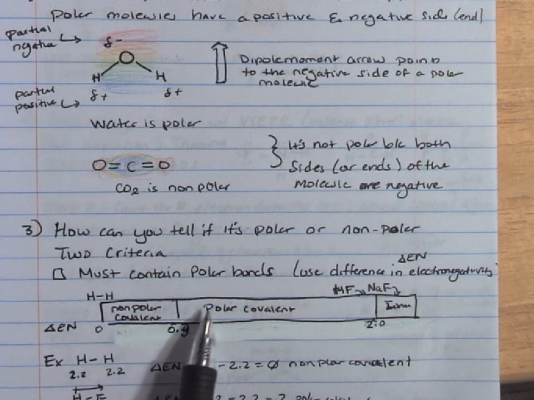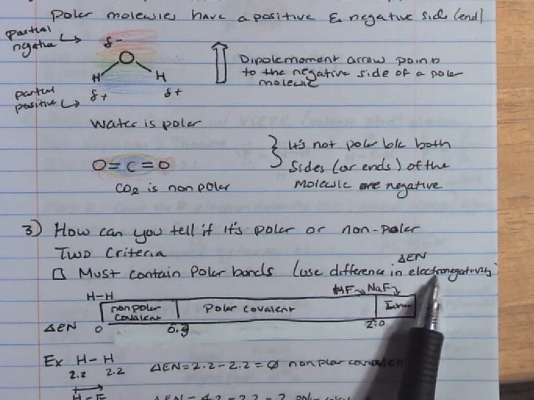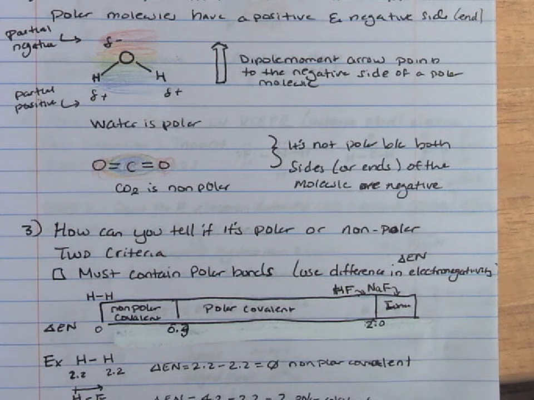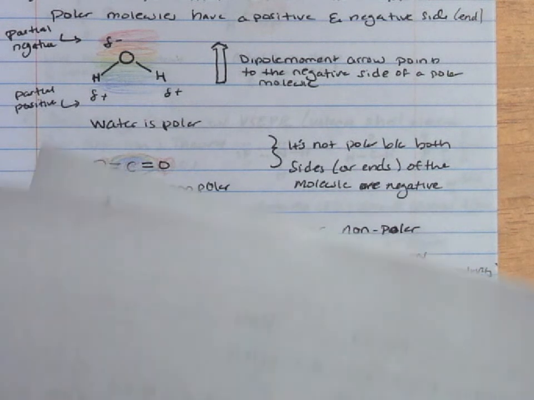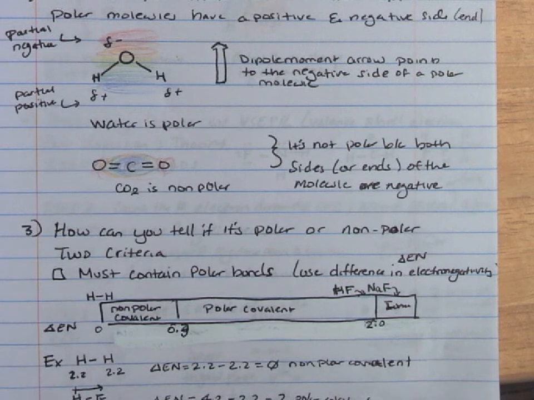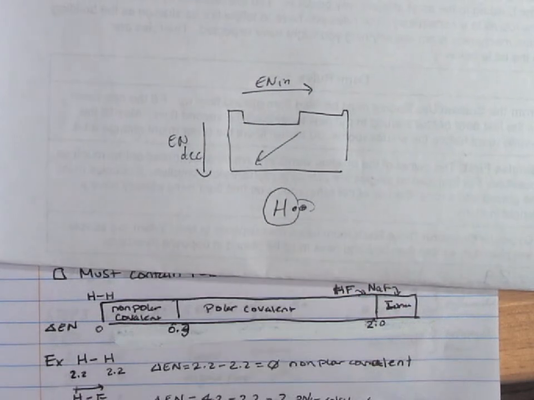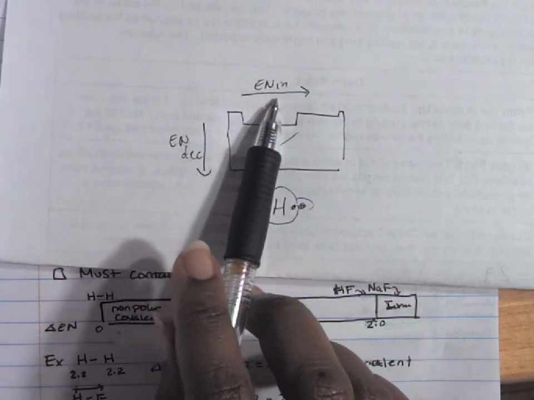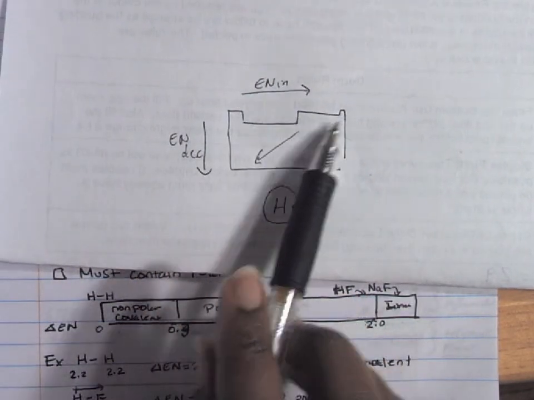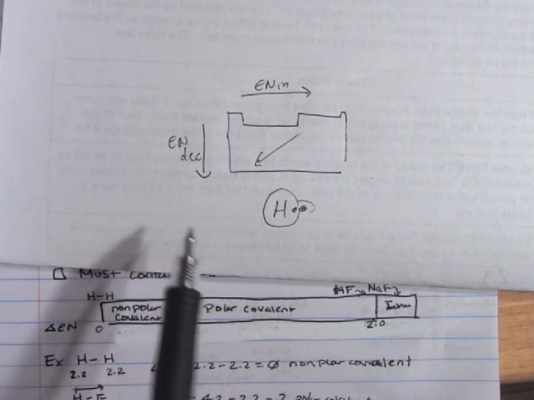And so how do we tell? It has to do with difference in electronegativity. So this goes back to our periodic trends. Remember we said that electronegativity is the ability of an atom to pull electrons to itself in a covalent molecule or covalent bond, which is where electronegativity really comes into play. So electronegativity increases as one goes across the period to the right and decreases as one goes down.